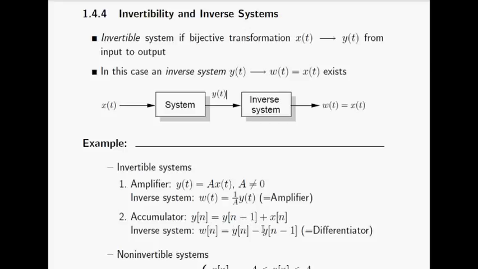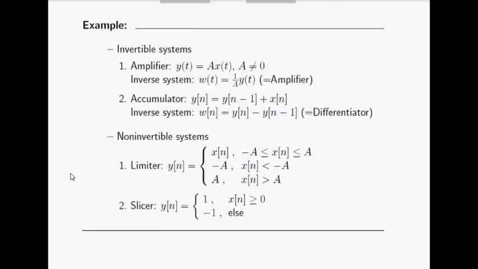So let's see some examples of non-invertible systems also. The limiter function which we talked about earlier is an example of a non-invertible system, because no function or system exists which can invert the output y of n to go back to x of n. And the same goes for the slicer.